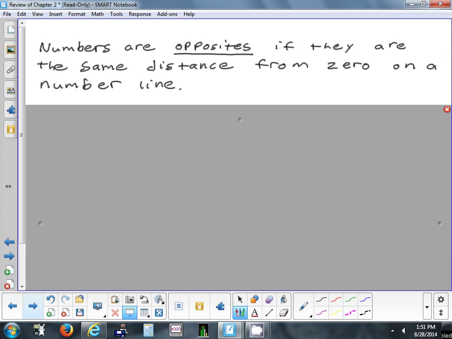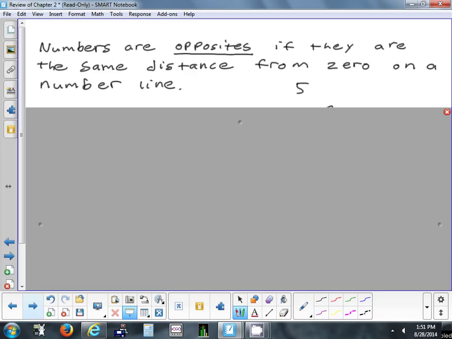Okay, numbers are opposites. If you know this idea, you don't have to write this down. I just want you to understand it. Numbers are opposites. Basically, if you look at them on a number line, they're each the same distance from 0. Okay? So like if you had the number 5.